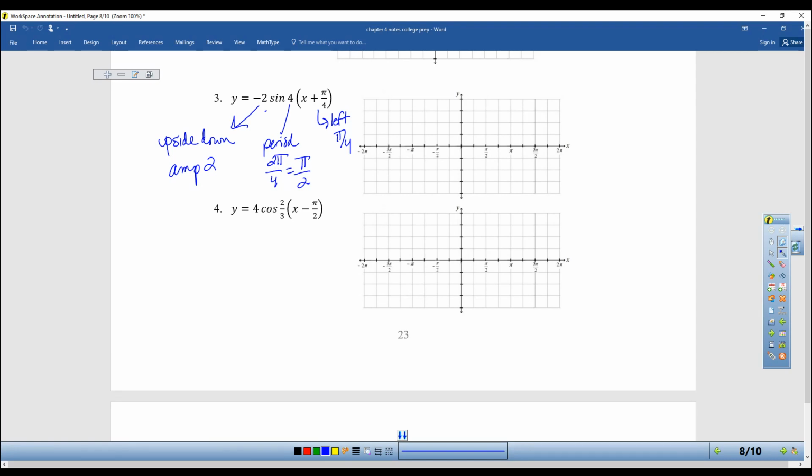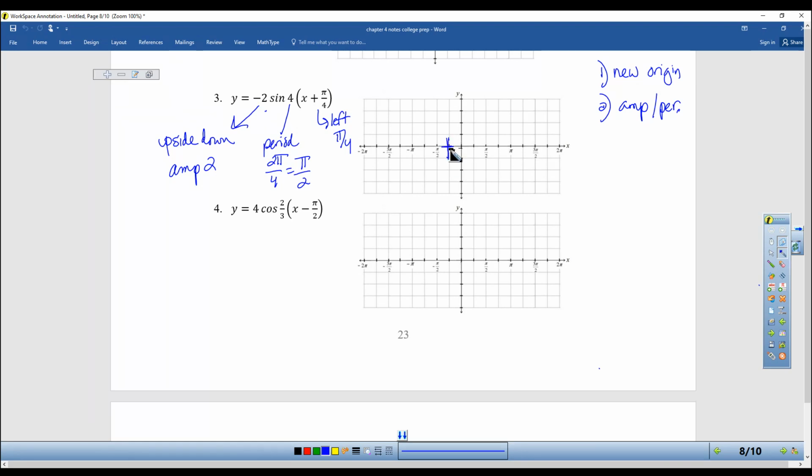Now, I know that there are going to be some people that want to do their shifting first, so I will do this one in the opposite order. One, make a new origin. And then on your second graph, do amplitude and period. This is not the way I personally do it, but you need to find a way that works for you. So I'm going to do it this way in case that's what works for you. So left pi fourths would be here, and this is going to be my new origin.